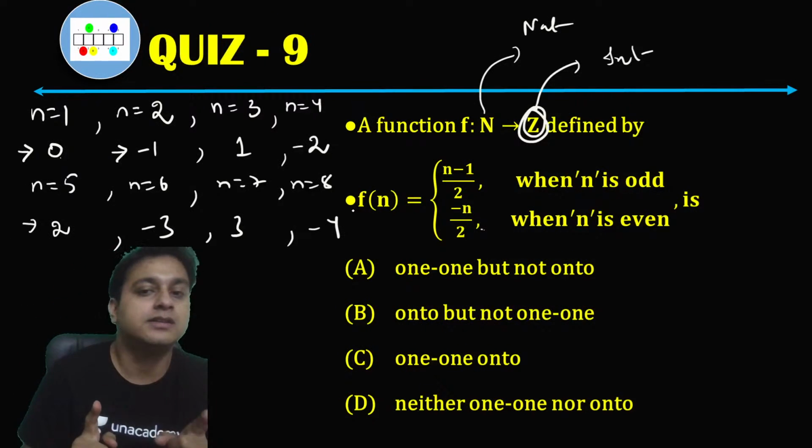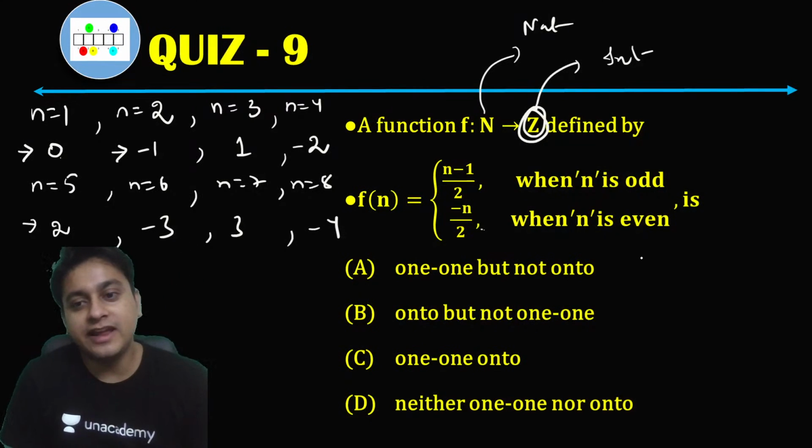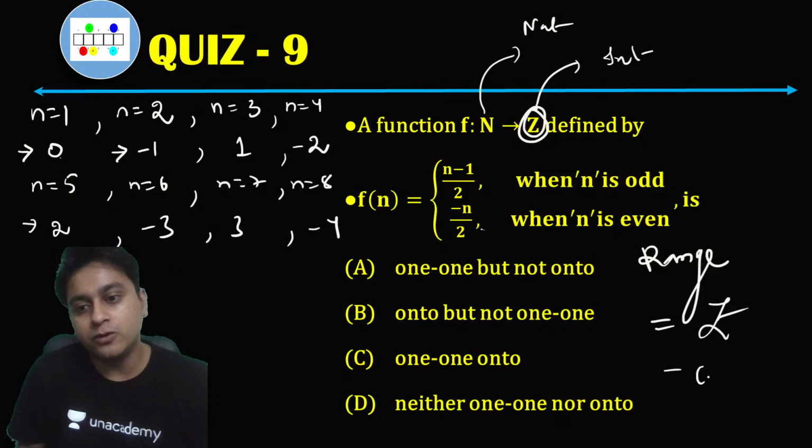As you go on, everything is getting covered. Are you getting my point? So, guys, obviously your range is coming as Z, which is nothing but the codomain.